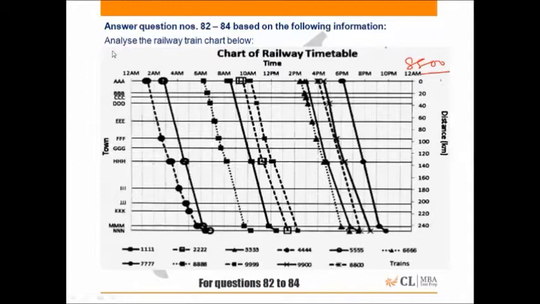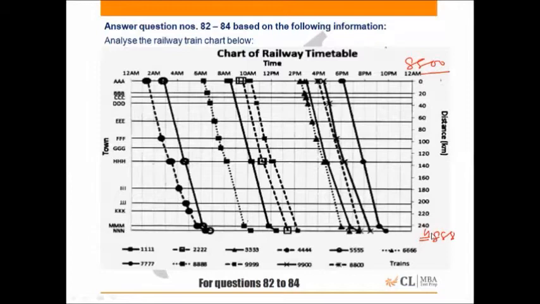Therefore, from here we need to pick the 4 times 8 for traveling from triple A to triple H if we want to reach around 9 am.